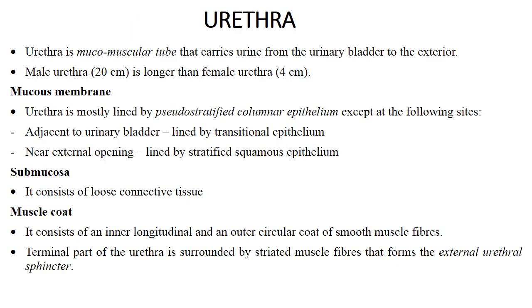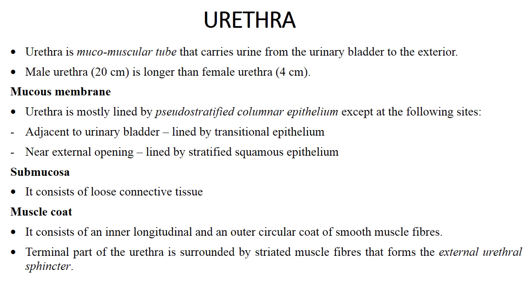Urethra is a mucomuscular tube. It carries urine from urinary bladder to the exterior. In males it is about 20 centimeter long, and in females it is short and just 4 centimeter in length. And it has 3 layers: mucous membrane, submucosa and muscular coat.